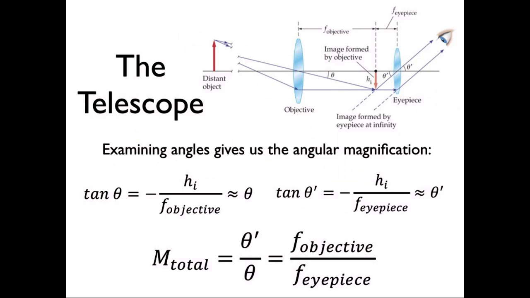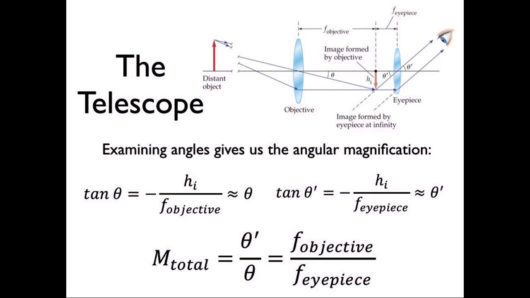So if you look at the diagram, you can figure out what the angular magnification of the image formed by the telescope is. One angle here deals with the angle formed by the objective lens. So here's theta. I have my focal length of the objective lens, and I have the height of the image formed by that objective lens.